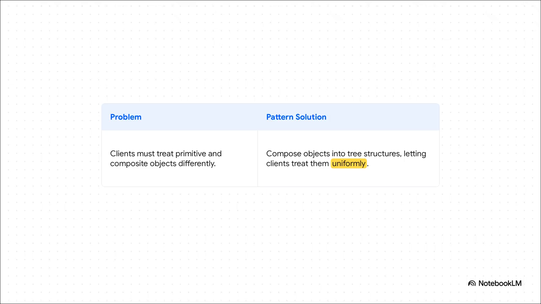This means your code can just tell any object, hey, draw yourself. And it doesn't care if it's talking to a single line or a super complex picture made up of hundreds of different things. It just works.